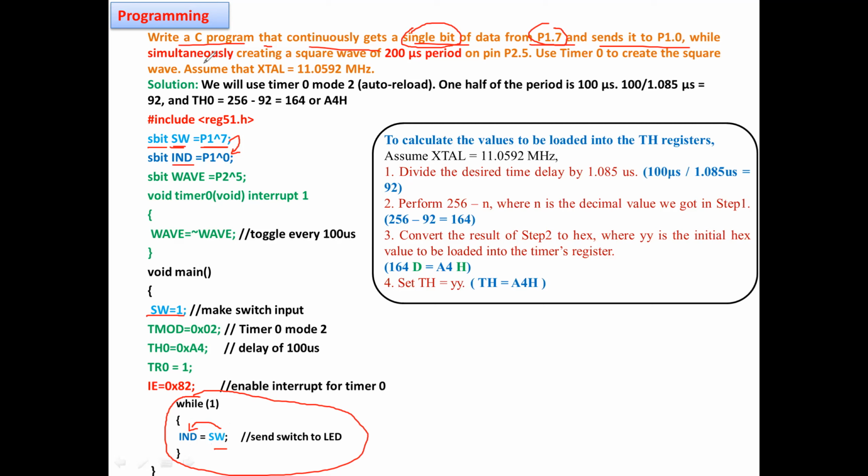Now, coming to the important part, the interrupts. Here you can see that simultaneously, you should understand, it is an interrupt. Simultaneously, create a square wave. Because if this is the loop which is going to execute infinitely, how can you generate a square wave in parallel? By the interrupt concept only, you can generate a square wave parallelly.